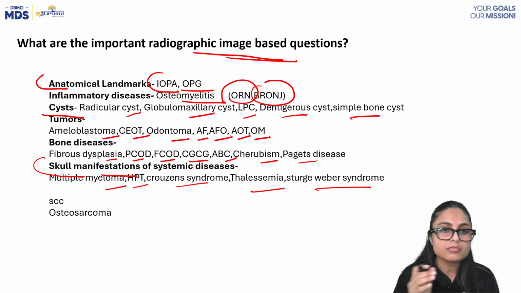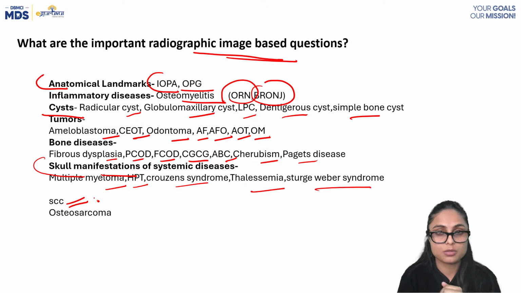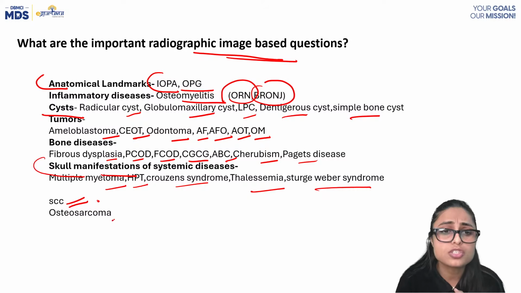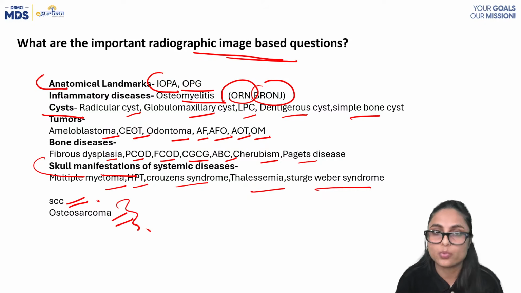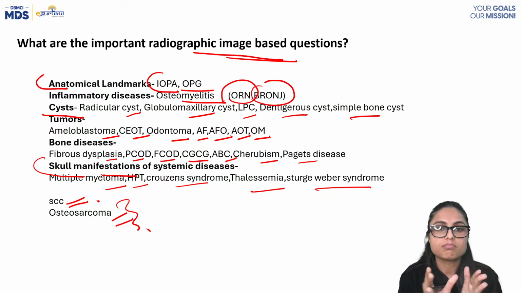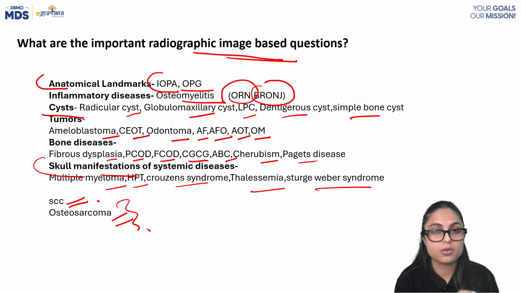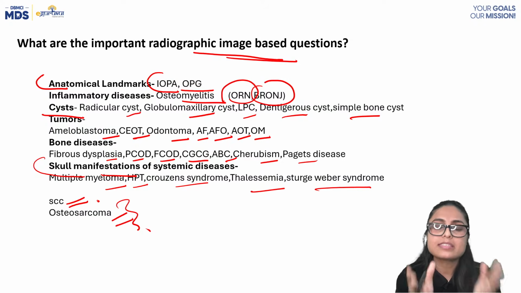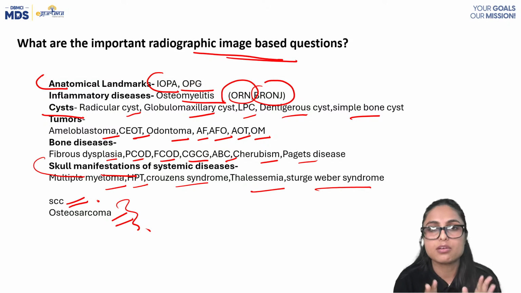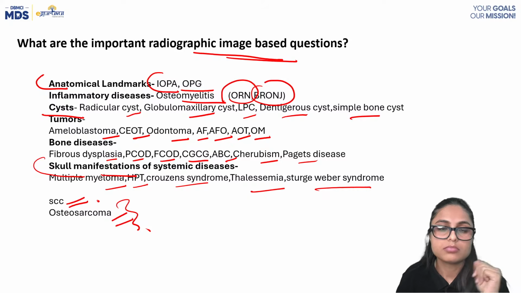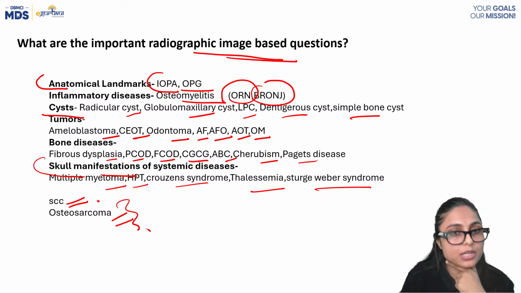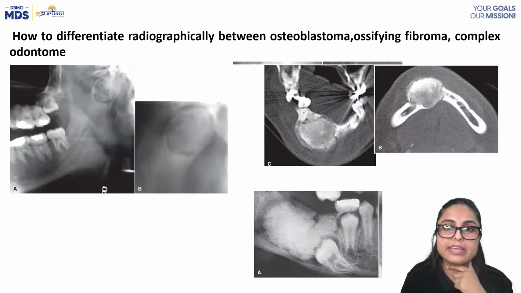Now, other radiographic features that you see in squamous cell carcinoma, that is malignancy, or osteosarcoma. These are commonly asked questions. So these entities you must know. There is no other option. These are basics. If you don't know this, you have not studied radiology. So, this was the second question that somebody had asked.